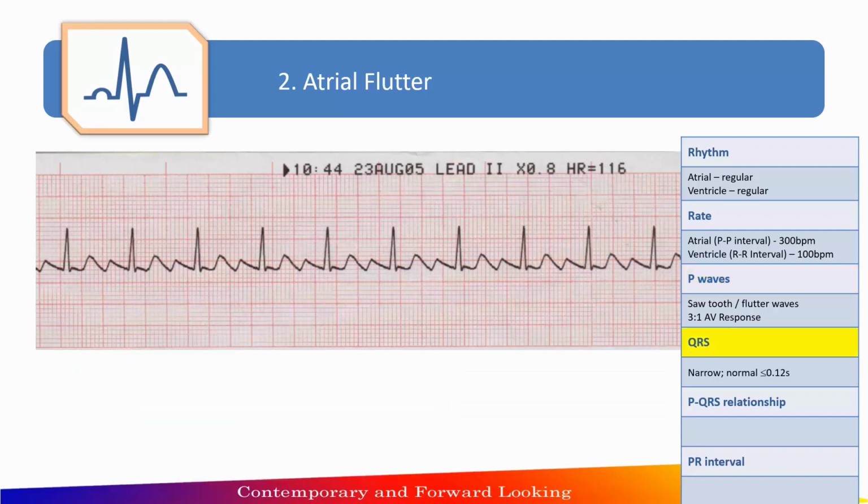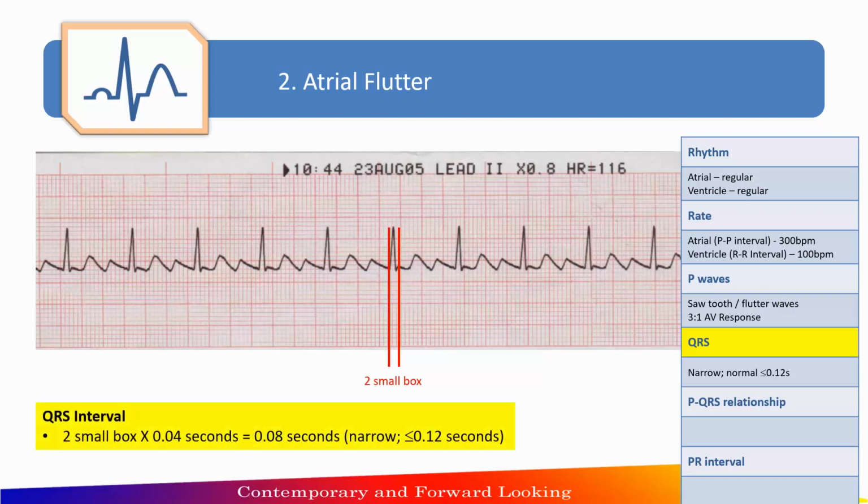The next step we have to tackle is to measure the QRS interval to know if the QRS complex is narrow or wide. In this case, the QRS interval measures 0.08 seconds, which is within the normal range of 0.12 seconds or less. As such, these are narrow QRSs in the rhythm strip shown here. Do bear in mind that narrow QRS complexes tell us that this rhythm originates from above the ventricles, and we can rule out ventricular rhythms.